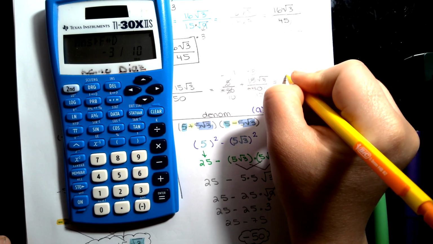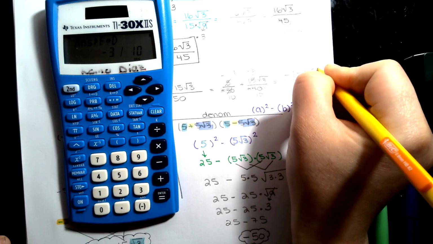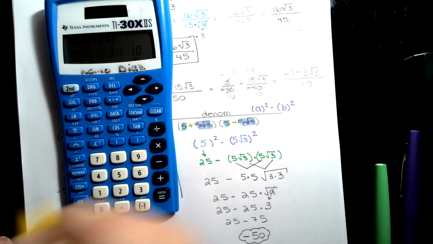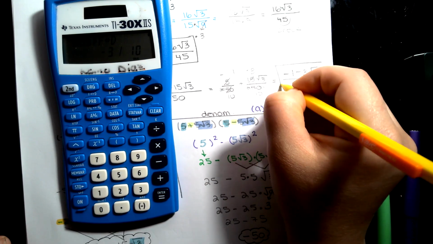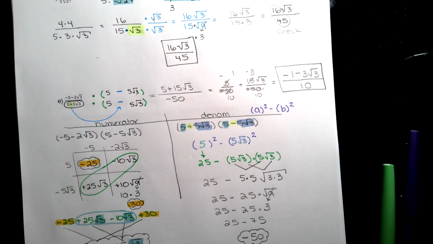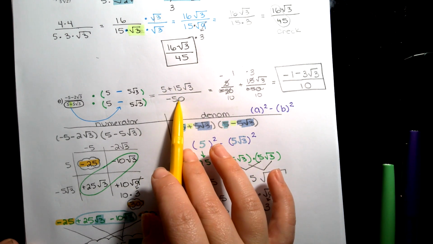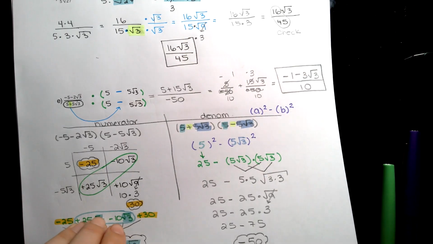So what does this look like? Negative 1 minus 3 root 3. And again, we're not adding these. This is just a denominator. So we have a denominator of 10. This is our answer. Yes, you have to simplify all the way. The other way you could have done that is by factoring. Factor out 5 from 5 and 15. Factor out negative 5 from 50 and then simplify that. All right, moving on.